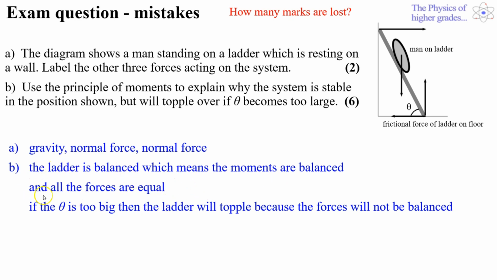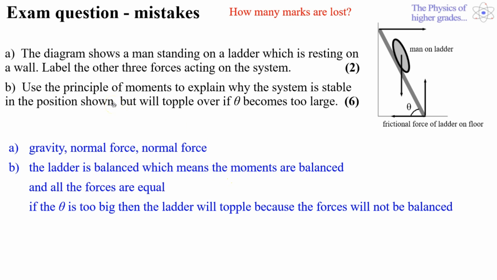This is a really typical statement that my students say, but the forces are not necessarily all the same. Maybe we could write that the resultant force in any direction equals 0, or the sum of the forces up is equal to the sum of the forces down. But to say that all the forces are equal is almost certainly not true. "If theta is too big, the ladder will topple because the forces will not be balanced." They might get overall for part B 1 mark, possibly 2, but probably 1 mark.